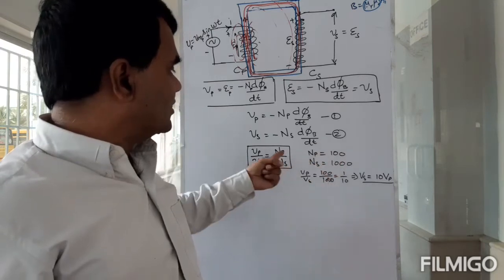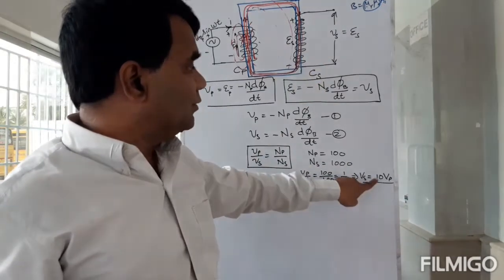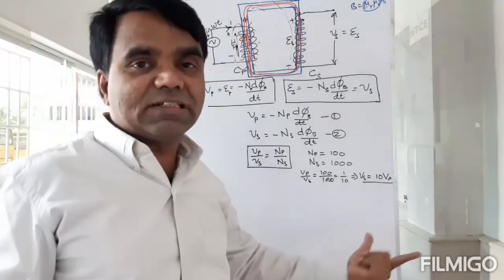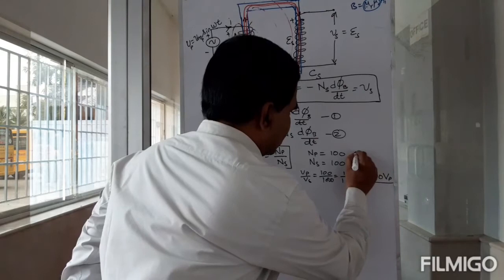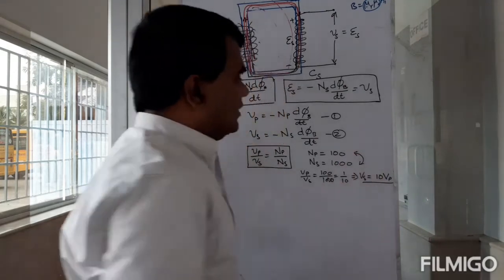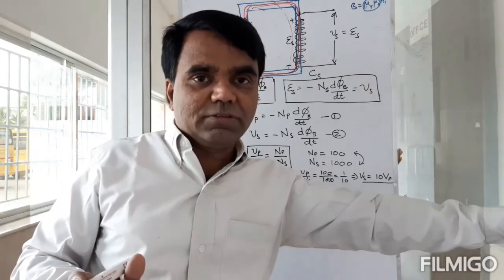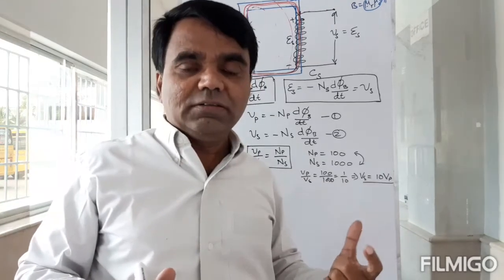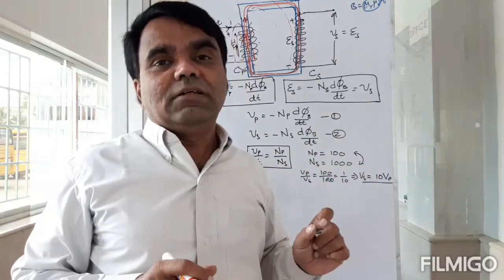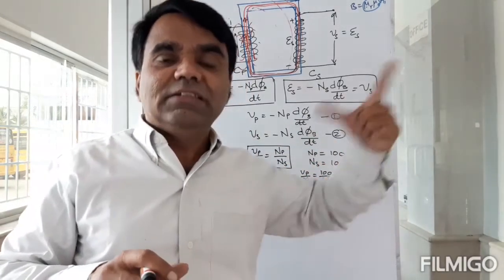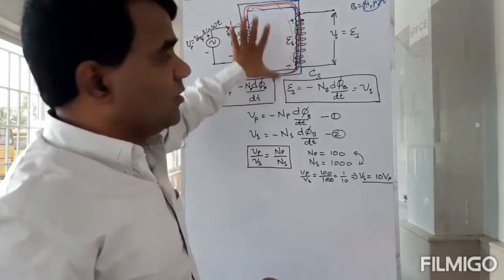Suppose I had 1000 turns for the primary and just 100 turns for the secondary, now my secondary voltage will be 1/10 of Vp, not 10 times Vp, 1/10. So if I get 1000 volts and I use 1000 turns for this and 100 for this, then I will get just 100 volts. 1000 volts input, 100 volts output. Or I can give 1000 volts input, and if I reverse the number of turns, then I will get 10,000 volts. It's like this. I have a transformer now.